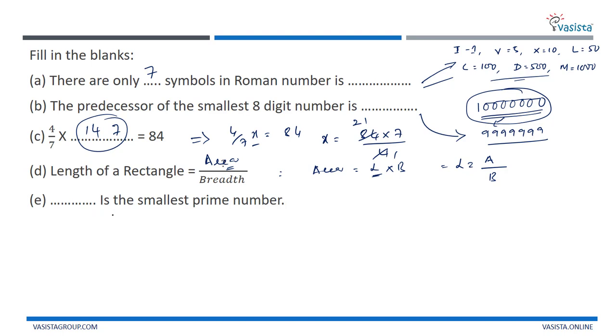Now dash is the smallest prime number. So what is the smallest prime number? 1 is not a prime number, so 2. So the answer is 2. 2 is the smallest prime number, and this is the only even prime number.